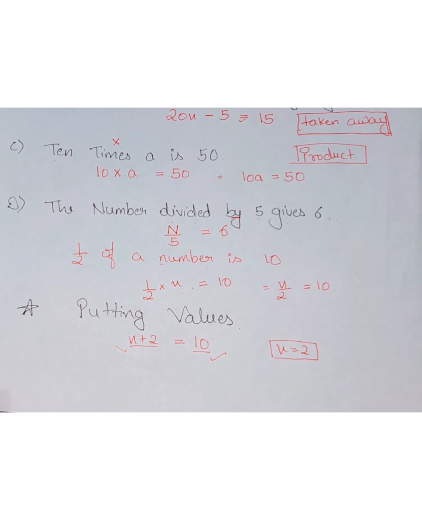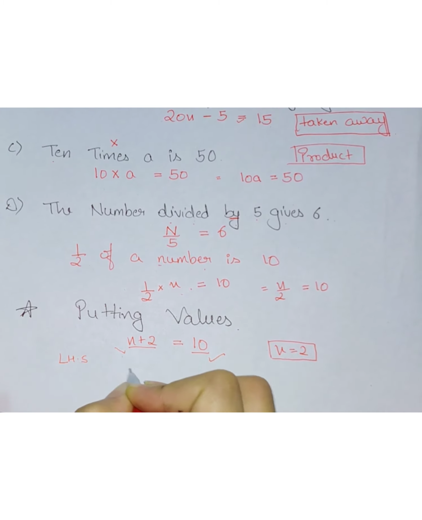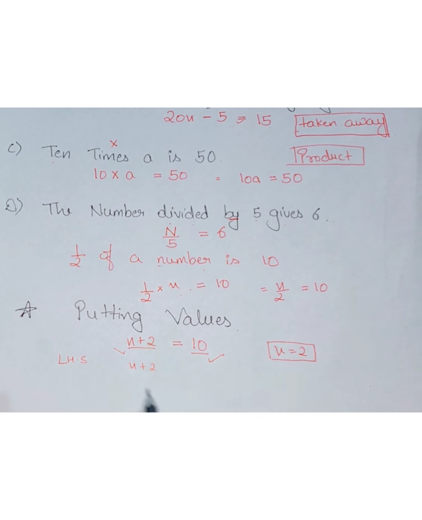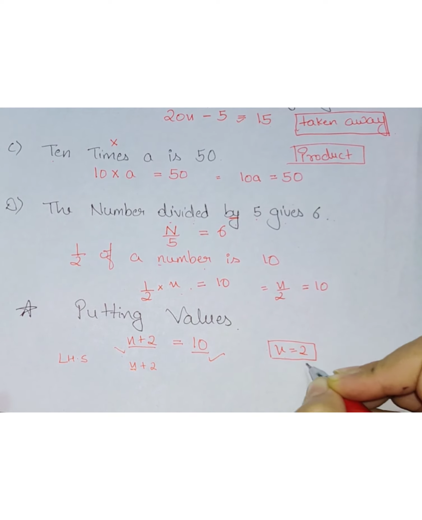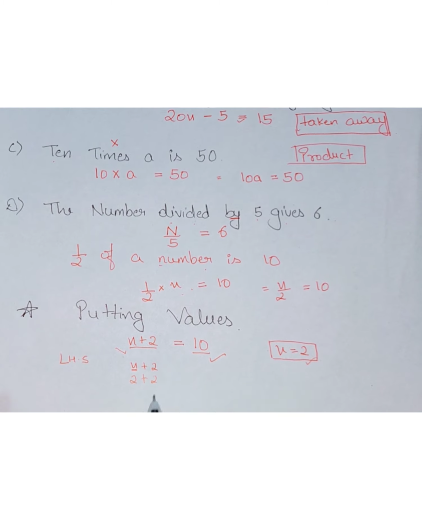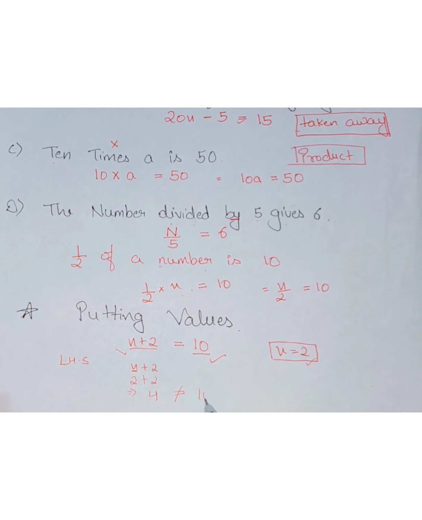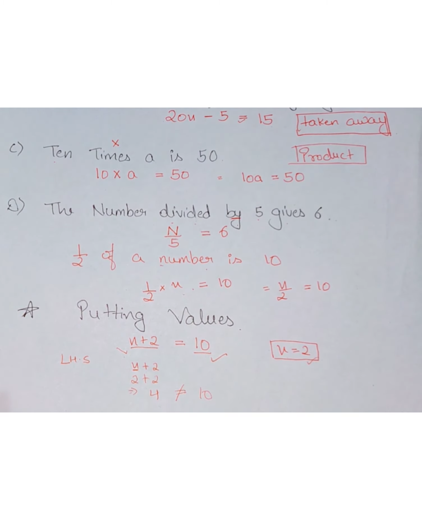Now we'll check the value. In the left hand side we have x plus 2. Now in place of x we are given 2. So we'll put 2 plus 2. So what are you getting? 4. Which is not equal to 10. That is our right hand side. So x equal to 2 is not satisfying this equation.